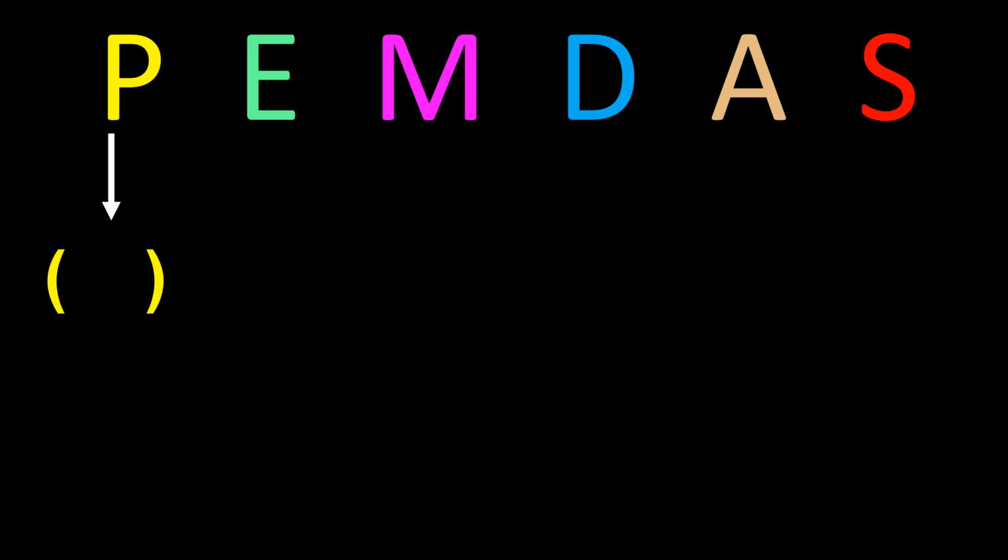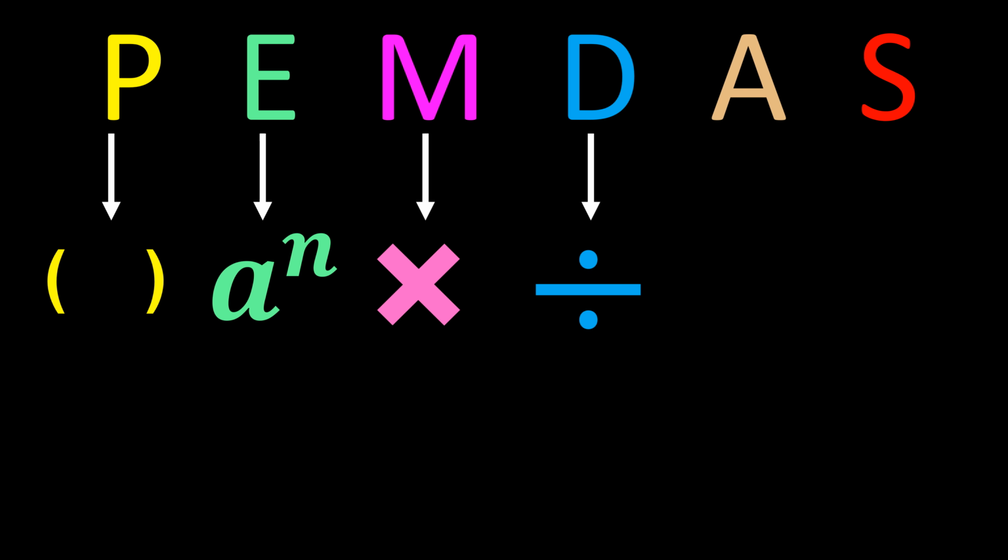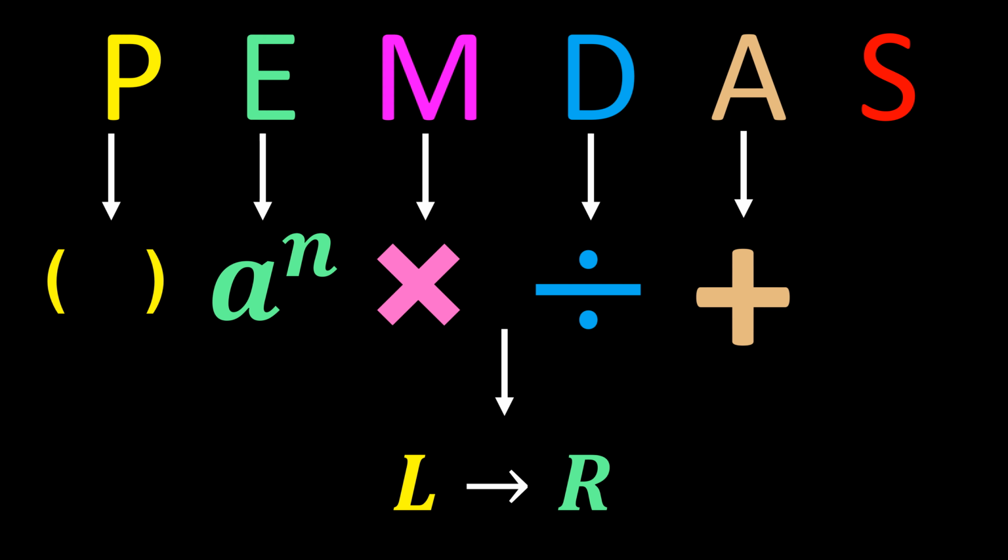First, P is for parentheses, so you always clear those out first. Next is E for exponents, like powers and roots. Then you have M and D for multiplication and division. These two are on the same level, so you just solve whichever one comes first from left to right. Finally, you get A and S for addition and subtraction, which work the exact same way, you just finish them up from left to right.